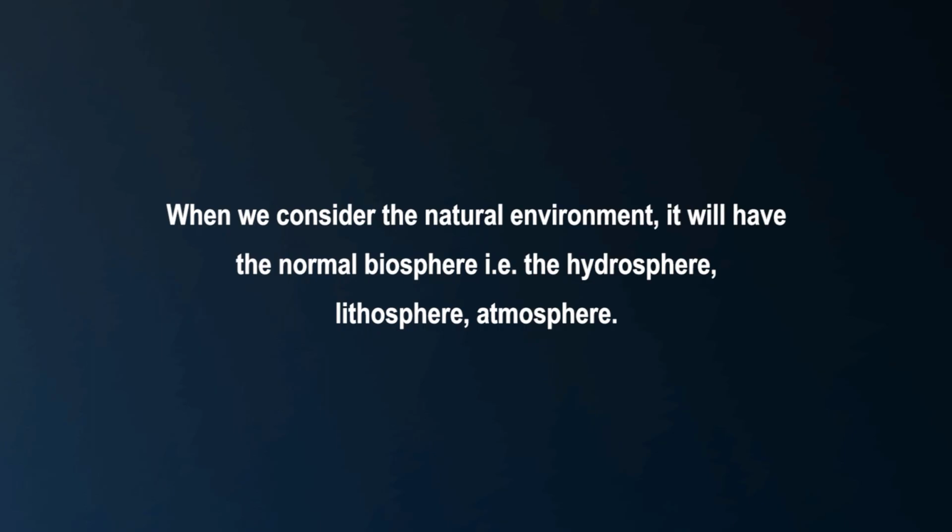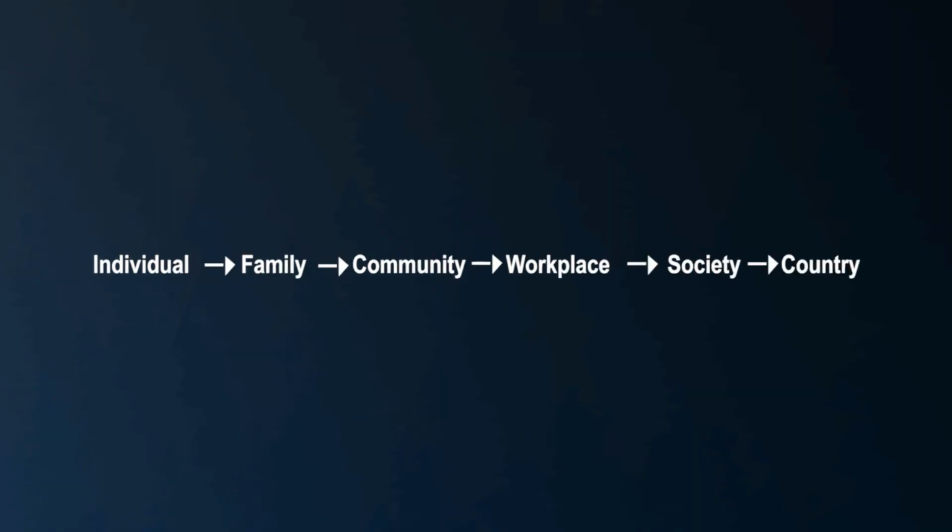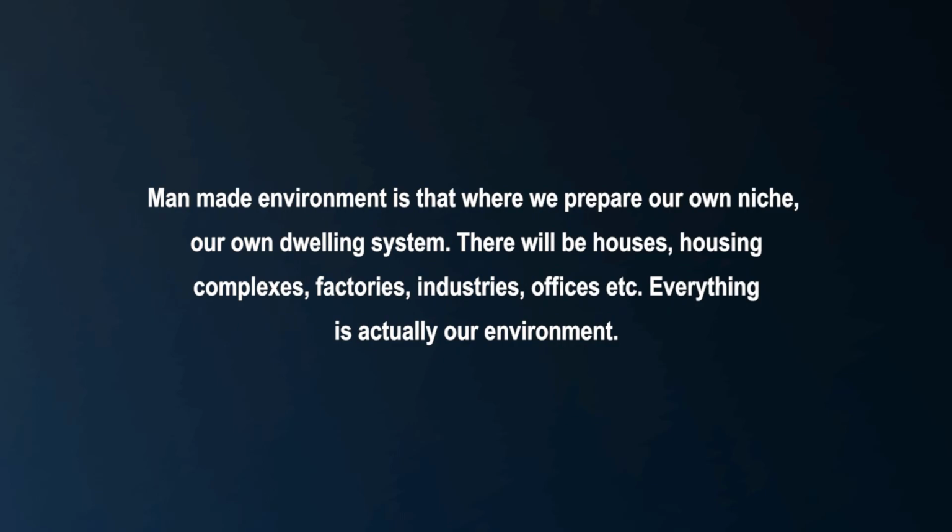So we can say that environment consists of the natural environment, which has the physical and chemical environment, the human environment, and the man-made environment. The natural environment has the normal biosphere, that is, the hydrosphere, lithosphere, atmosphere, etc. In the human environment, we start from the individual, then the family, then the community, then the workplace, then the society, and then the country. The man-made environment is where we prepare our own niche and dwelling system, with houses, housing complexes, factories, industries, offices, etc. So everything is actually our environment.